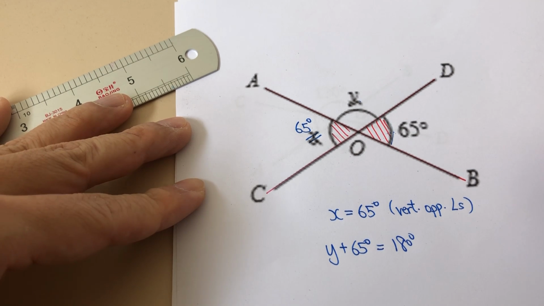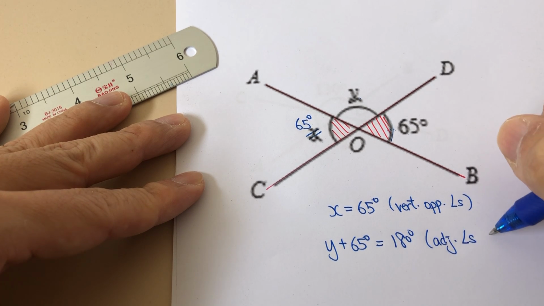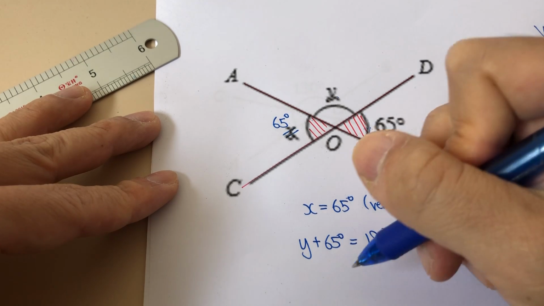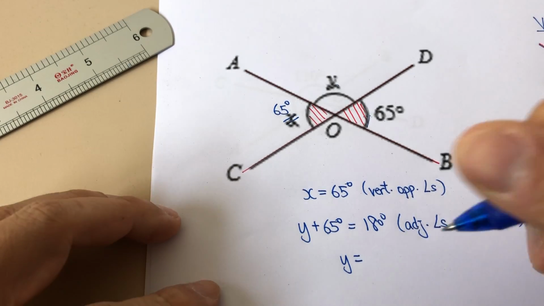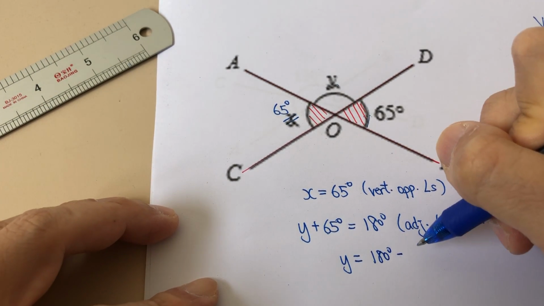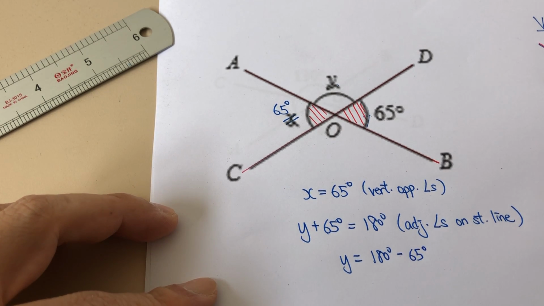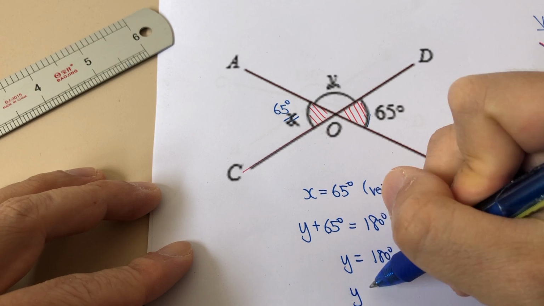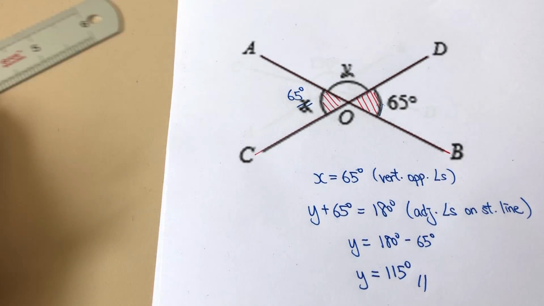Do you still remember the reason? The reason is adjacent angles on straight line. Adjacent angles on straight line. So therefore, let's rearrange the term, move the 65 to the other side, becomes negative 65, so that it becomes 115. Y equals 115 degrees. Okay?